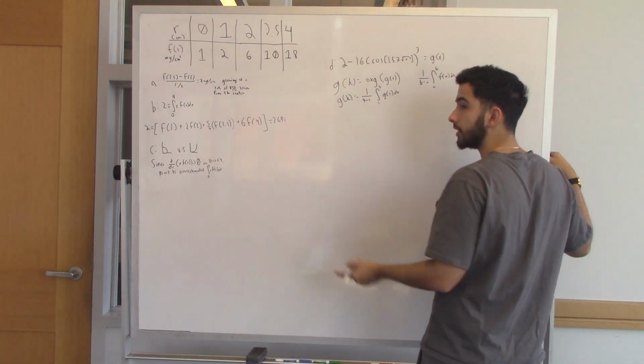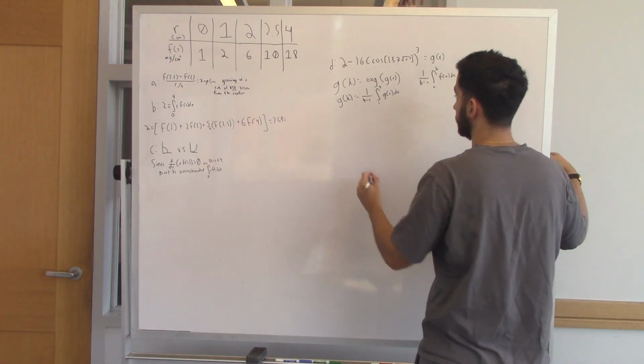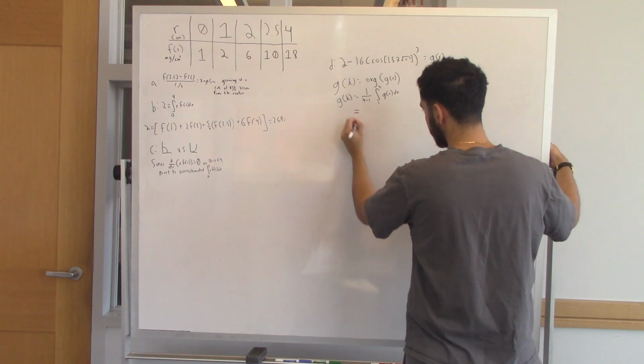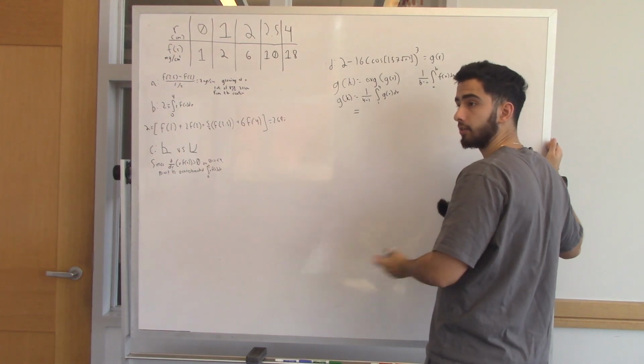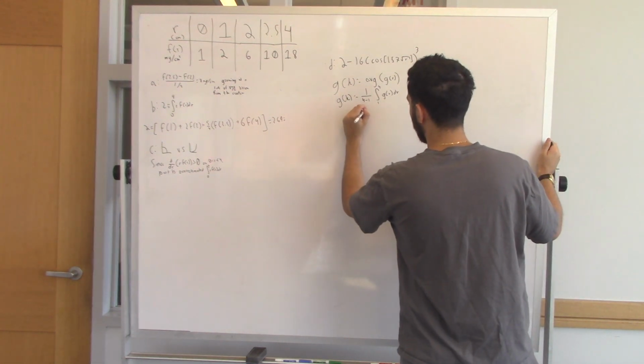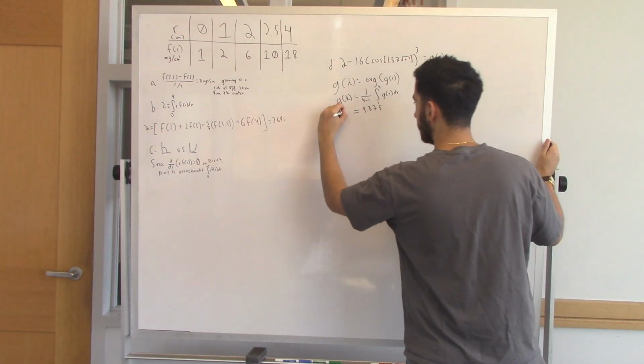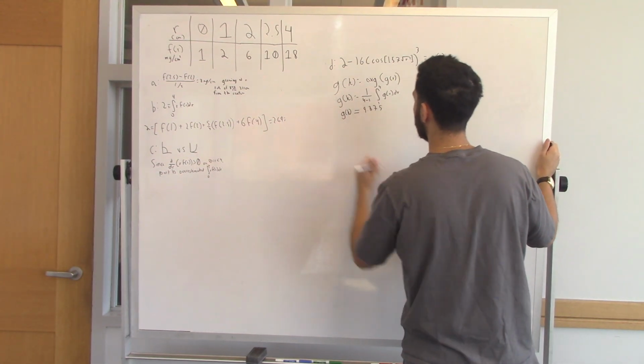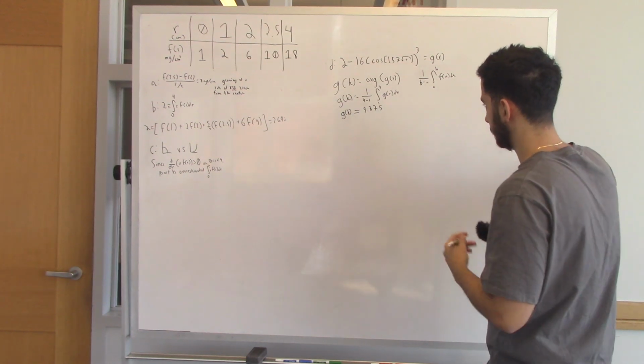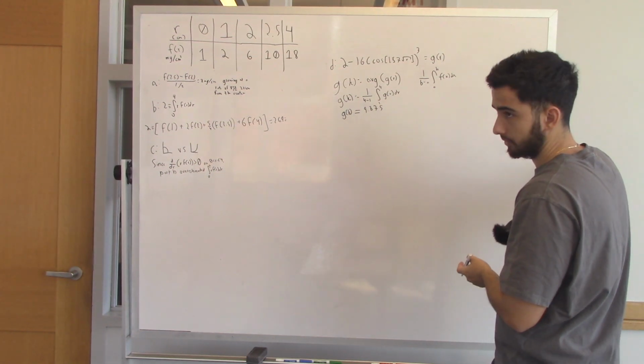Now you're going to put this into your calculator, because that function is going to be a pain to integrate by hand. And when you plug it into a calculator, you should get a value of 9.875. So we're looking for where g of k is going to equal that value.